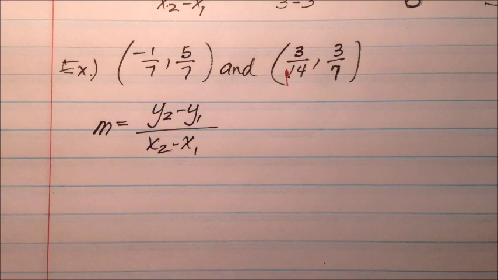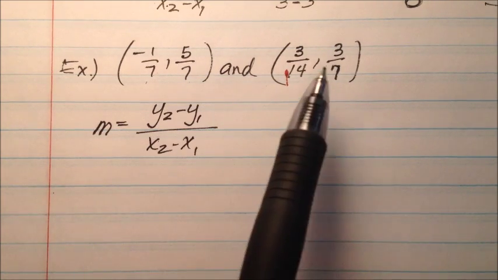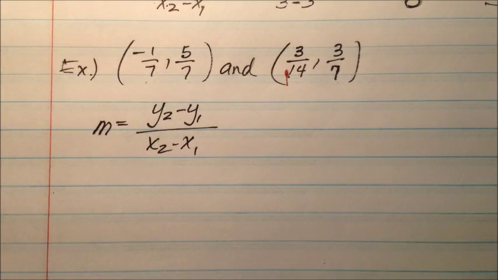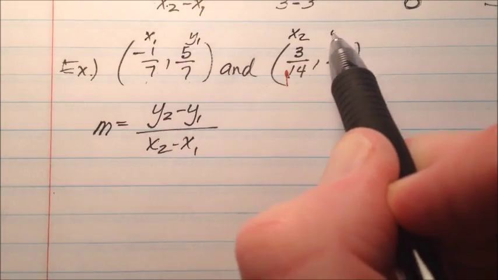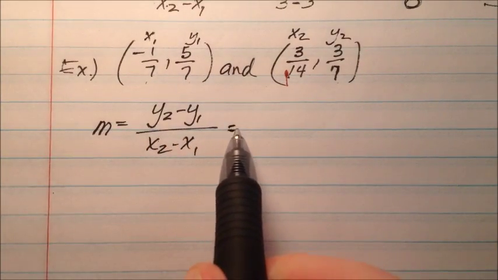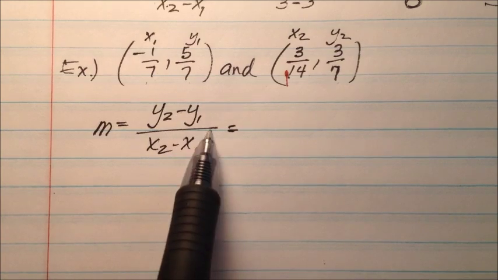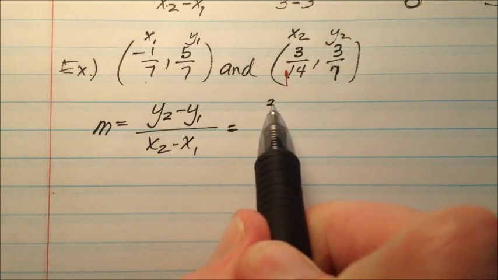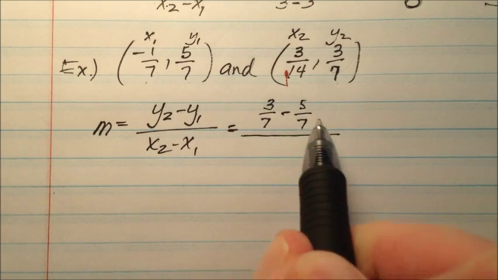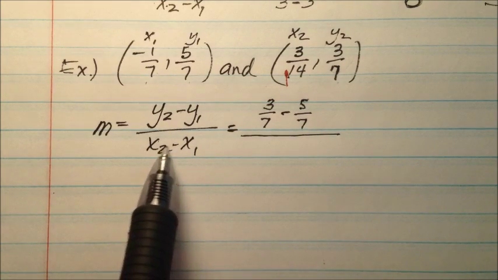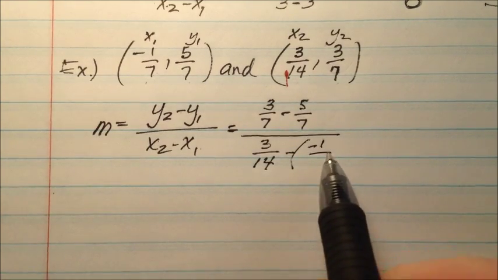It looks like our next example is going to contain fractions. So our first point is (-1/7, 5/7), and then (3/14, 3/7) will be our points. So we can call this one x1, y1 with x2, y2. And I've already got my formula written here. The slope is the change in y over the change in x. So y2 minus y1. So this y2 is going to be 3/7 minus y1, which is going to be 5/7. Okay, on the bottom we'll have x2 minus x1. So 3/14 minus a negative 1/7.